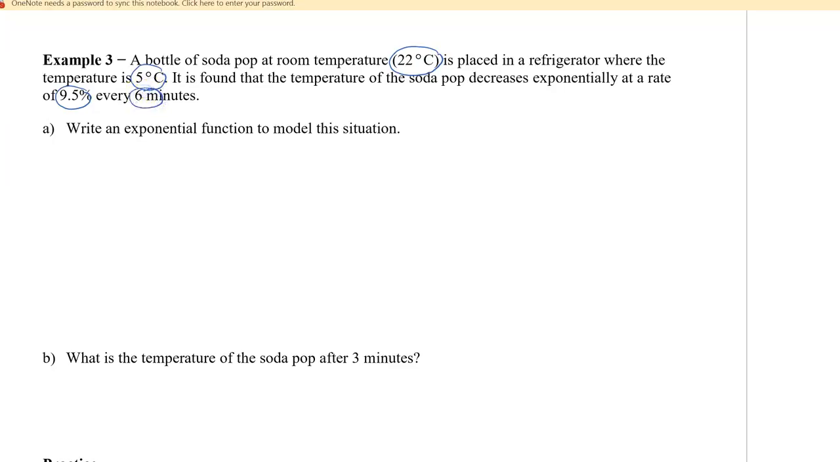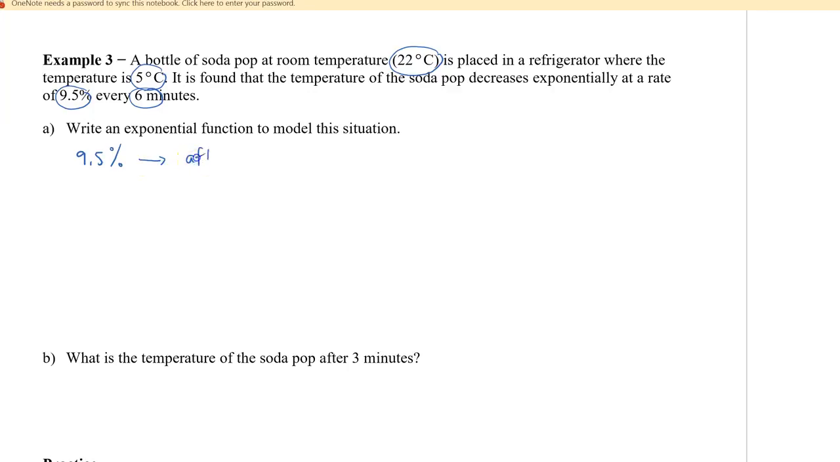Okay, so we want to use the same modeling equation. A equals A naught times our base to the power of t over T. Now, what we need to do is figure out what our base is. So we know that the temperature decreases by 9.5%.